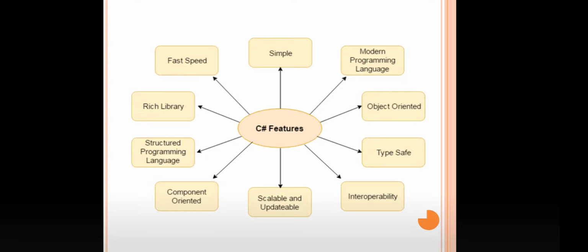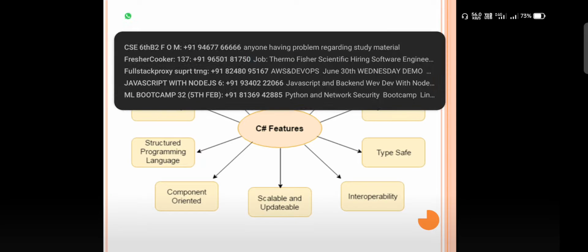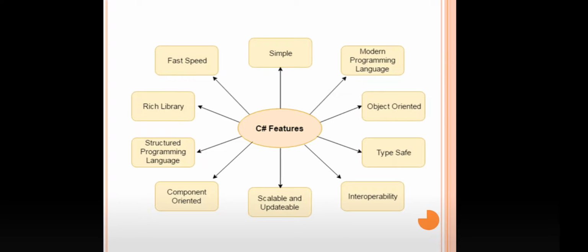Component oriented means C# is a component oriented programming language. It's the predominant software development methodology used to develop more robust and highly scalable applications. And then structured programming language. C# is a structured programming language in the sense that we can break the program into parts using functions. So it provides a very good structure to understand what is in it. When we see its program, we can know what's in it in a structured manner.